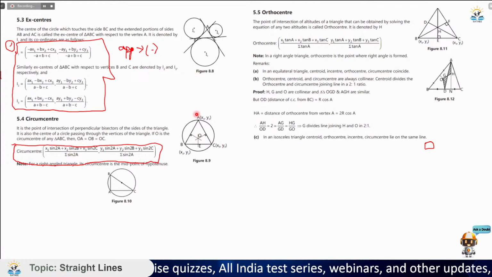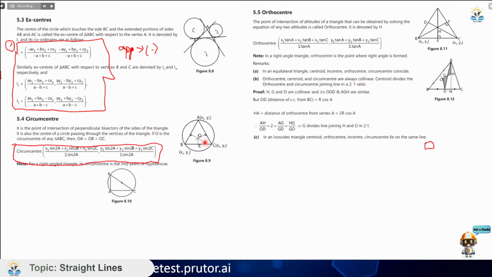The orthocenter is given by tan A, tan B, tan C, that is, tan A plus tan B plus tan C. In a right angle triangle, the orthocenter is the point where the right angle is formed. In a right angle triangle, this is the orthocenter.